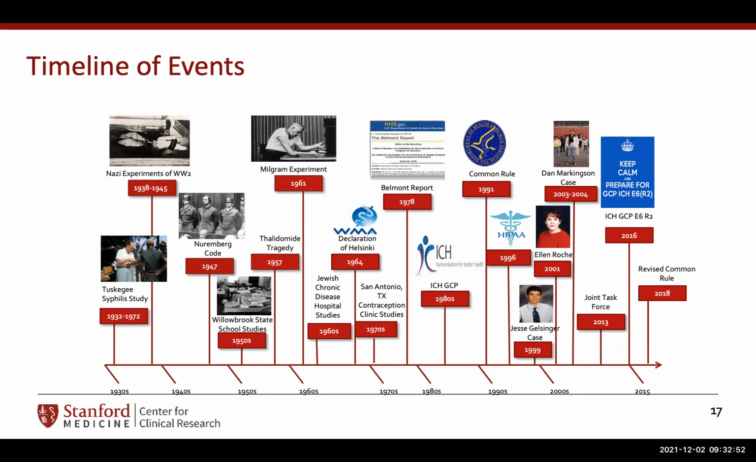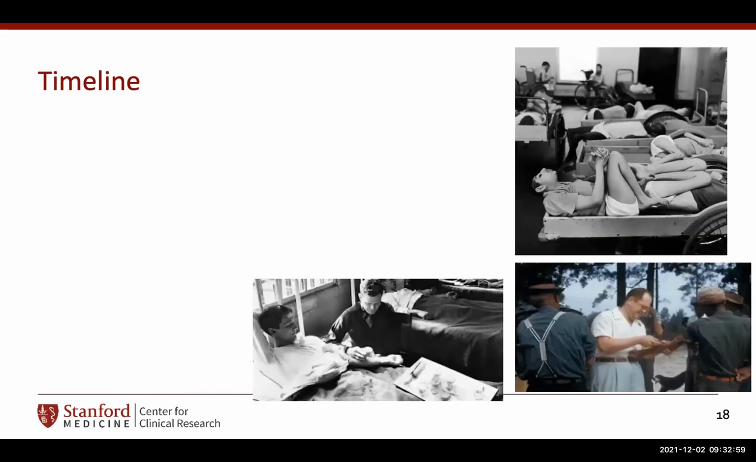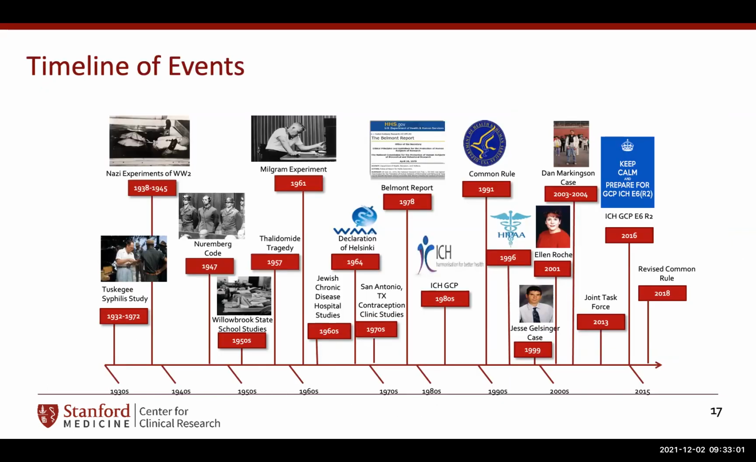So again, really the first half of the century, you see all these really horrible examples of what not to do with human subject research. And then in the second half of the century, we see these ethical guidelines created, regulations, GCP, and really, again, what led to what we follow today when it comes to ethical principles and regulations.